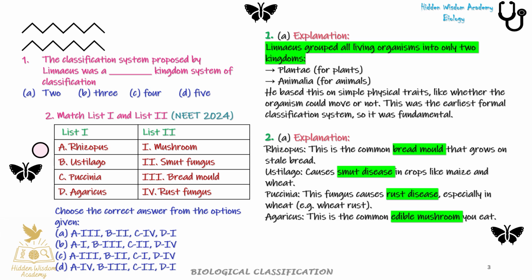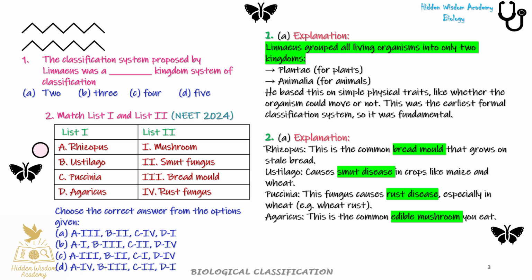Explanation. Linnaeus grouped all living organisms into only two kingdoms: 1. Plantae, for plants, and 2. Animalia, for animals. He based this on simple physical traits, like whether the organism could move or not. This was the earliest formal classification system, so it was fundamental. So, option A is the correct answer.